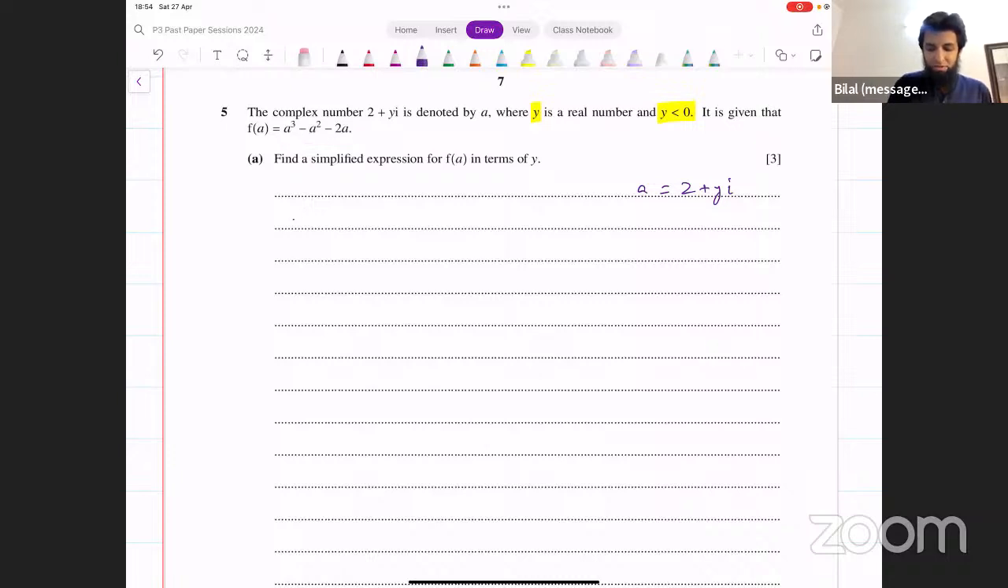Now, how do we do this? F of a equals a cube minus a squared minus 2a. All we have to do is put this thing inside here. It becomes 2 plus y iota whole cube minus 2 plus y iota whole squared minus 2 times a. You just need to simplify this. In place of a here as well, we should input 2 plus y iota.